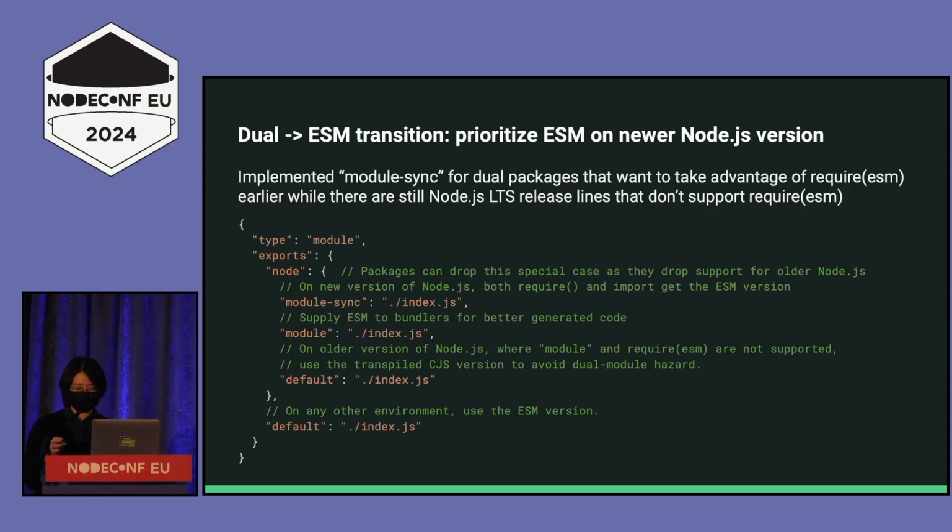So if Node picked this up, it would break these packages. As much as we wanted to implement the existing condition to save people from more modifications, we ended up adding a new separate condition instead. This is called module-sync. Things that require, we expect it to be synchronous. With this condition, early adopters can supply ESM to both require and import on newer versions of Node to test things out, and fall back to CommonJS on older versions of Node.